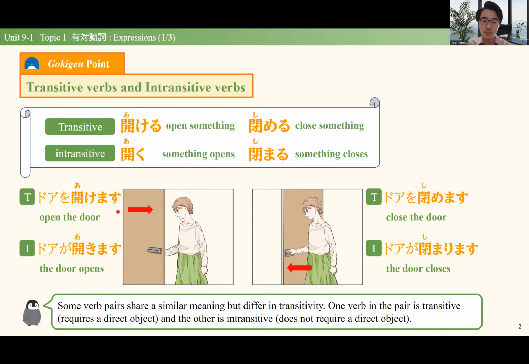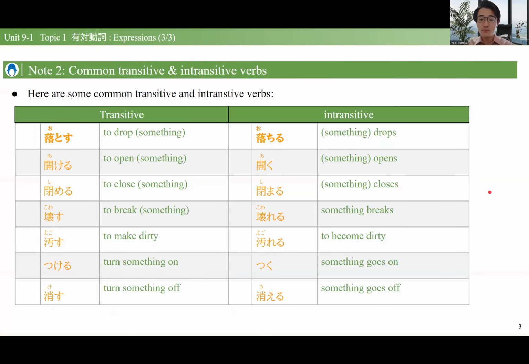Doa o akemasu is you open the door. Doa ga akimasu. The door opens. For transitive, doa o shimemasu, you close the door. And for intransitive, doa ga shimarimasu, the door closes. So these pairs are very similar in forms but different in transitivity. We have a few pairs, so we're going to be learning these in more detail in the lesson.